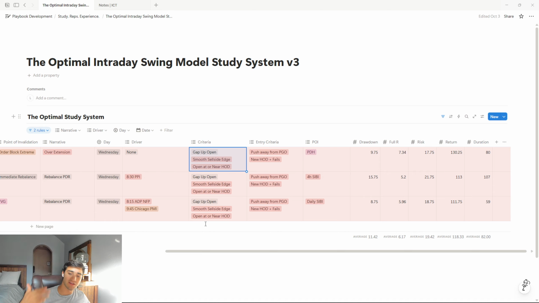Now, what leads to that actual entry? What leads you to actually putting risk on? What confirms that that move is going to happen? And for this particular playbook, what the market does, it will push away from the premium gap opening, meaning it'll open and trade up away from the 9:30 open price, and then it'll make a new high of day and fail. And you can see again that those two entry criteria are checked for all three examples.